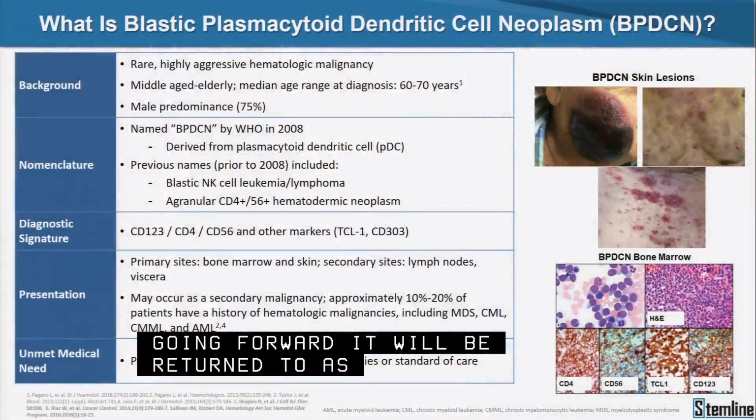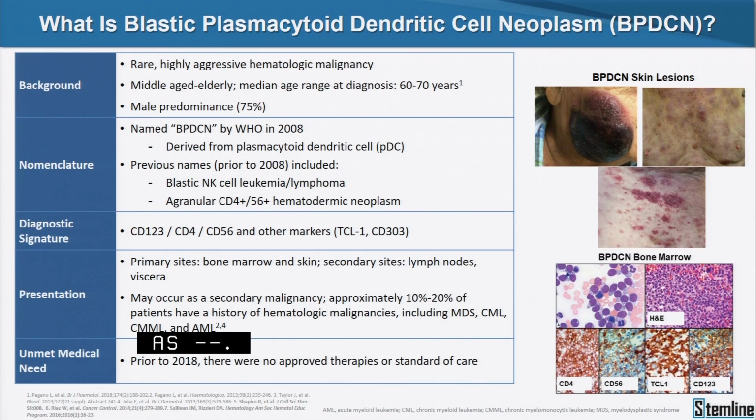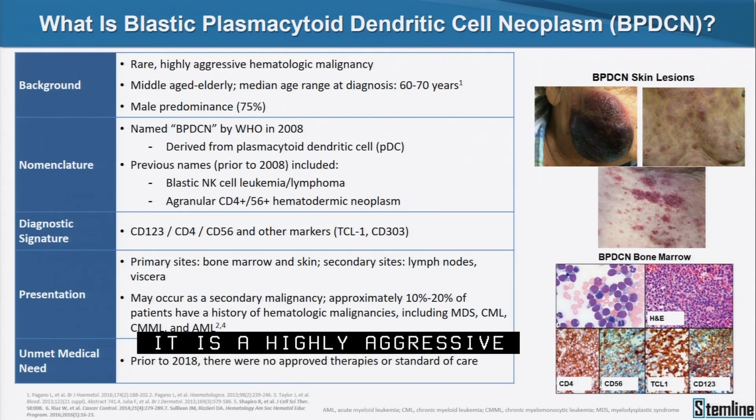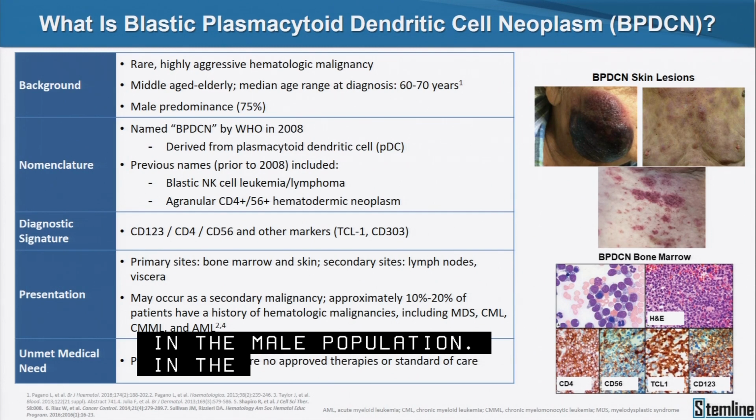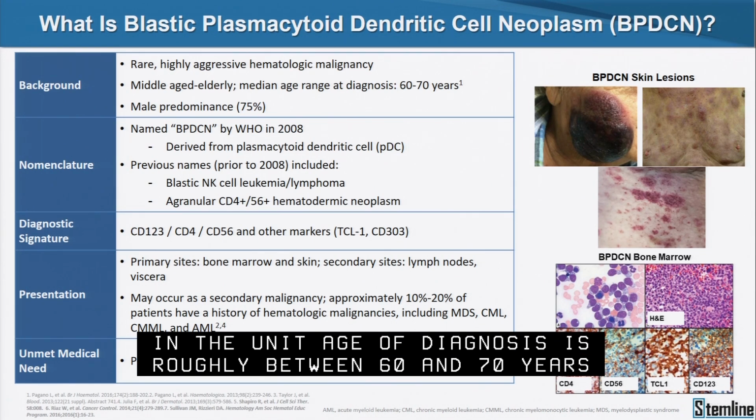BPDCN is a highly aggressive hematologic malignancy, predominantly seen in the male population, and the median age of diagnosis is roughly between 60 and 70 years old. However, pediatric patients have been diagnosed as well with BPDCN.